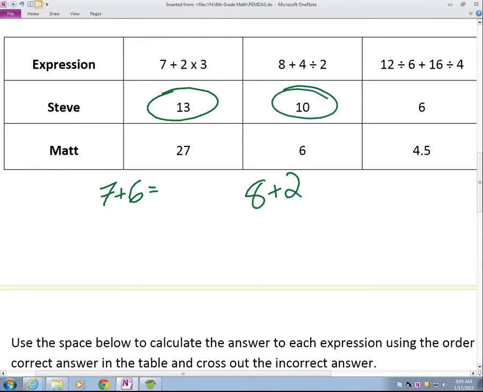10. Now, let's look at what Matt's doing. Matt is 0 for 2. What Matt is doing is he did 7 plus 2, which is 9. And then 9 times 3 is 27. Wrong. He's not following the order of operations.